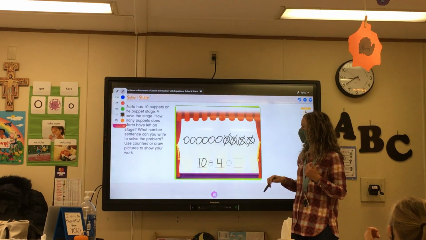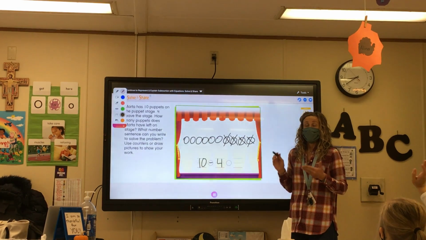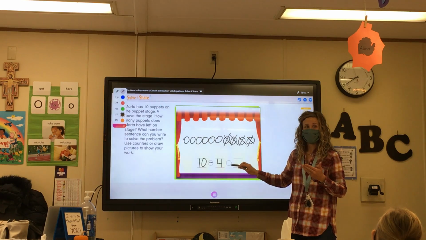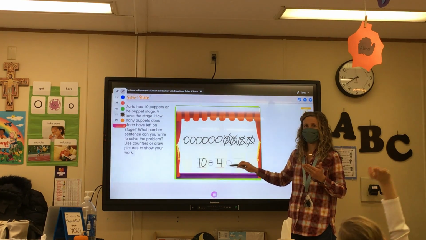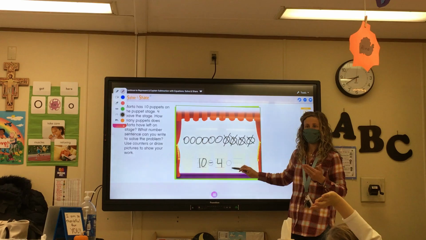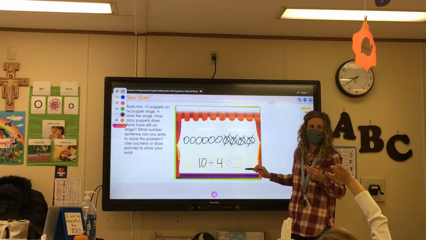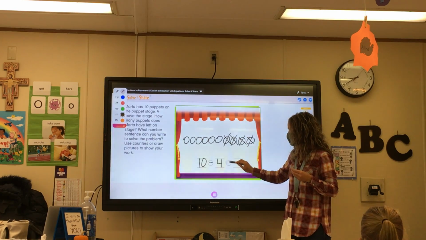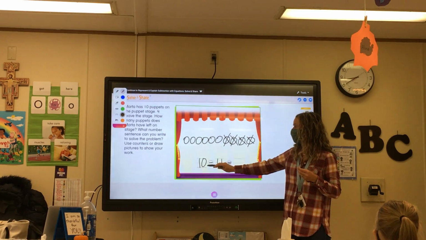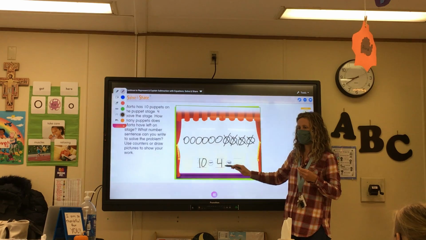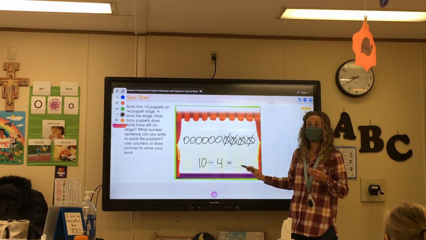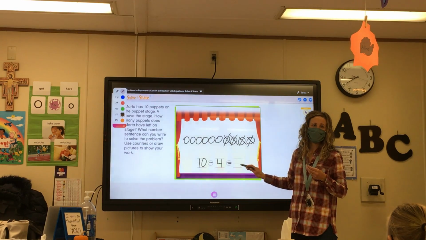So who can tell me now? First of all, what symbol do I use to show the same as? What is that I use before I find the difference? Okay, Jenna? Equal. The equal sign, okay? So right now I have 10 minus 4 equals. Does everyone else have that? Yes. Okay, what is the difference? 10 minus 4 equals what, Riley?